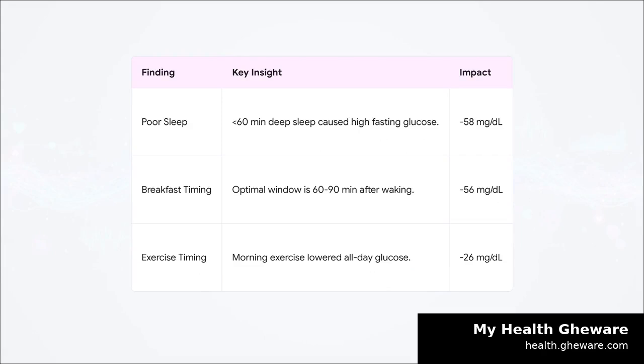The AI didn't just say, hey, sleep is important. No. For one person, it found that getting less than 60 minutes of deep sleep meant their fasting glucose was a full 64 points higher the next morning. So they focused on that, and their fasting numbers dropped by 58 points.